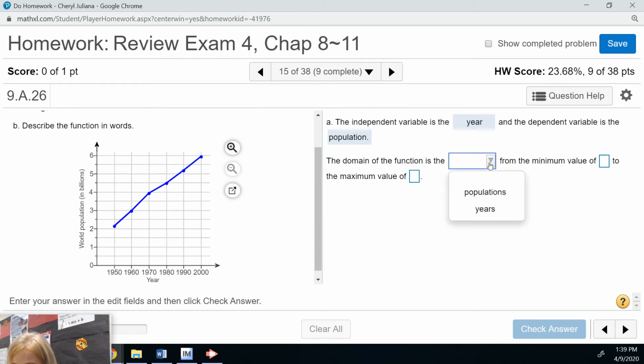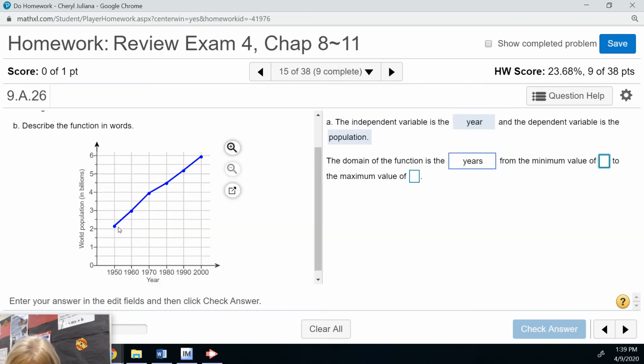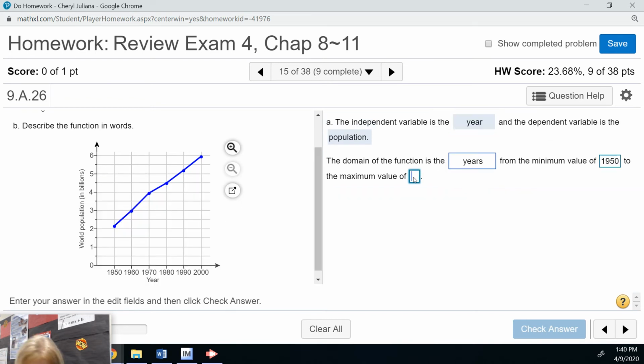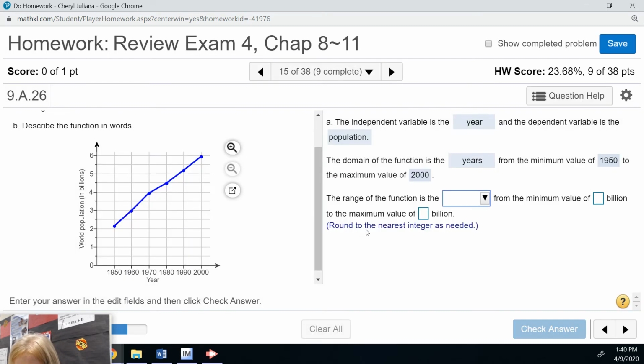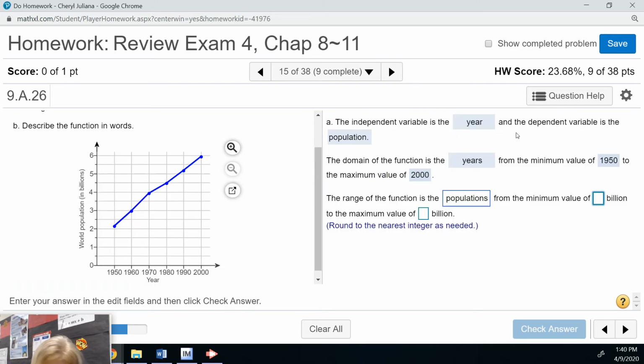All right, and the next question is what's the domain? So the domain is going to be the years because it's independent. Oh, and then we need to look at when the first year is 1950. So 1950, and then the maximum is 2000, I thought, right? Yep, 2000. So it's where the graph ends, at the year 2000. And then the range, that's your population along here. We round to the nearest integer. So this is very close to 2, and this is very close to 6. So let's go with 2 billion, and then 6 billion.